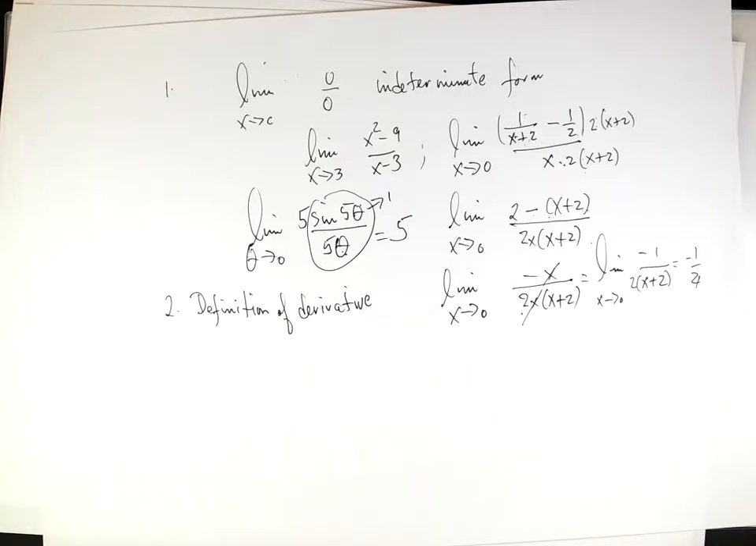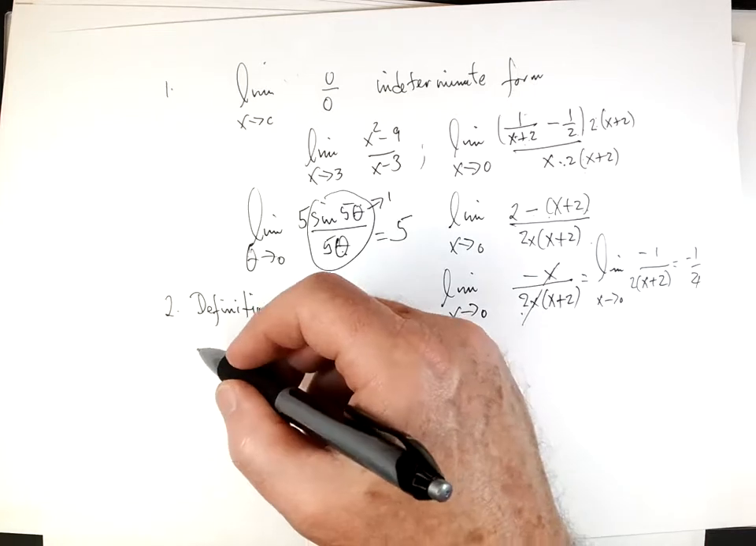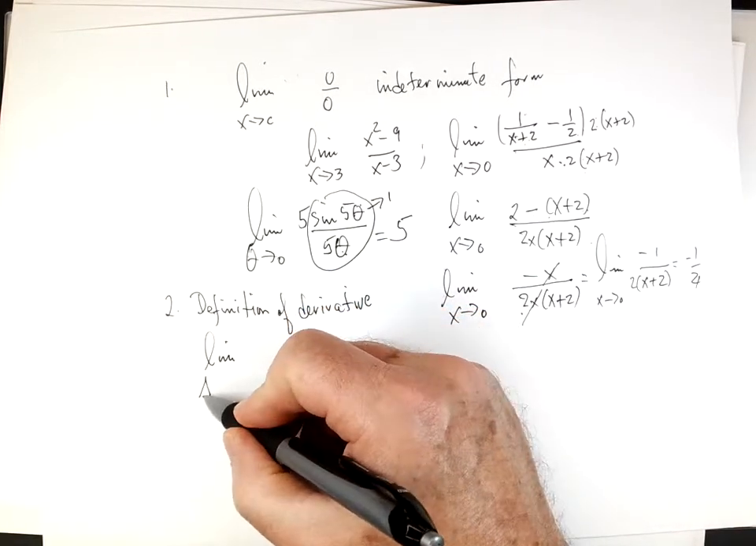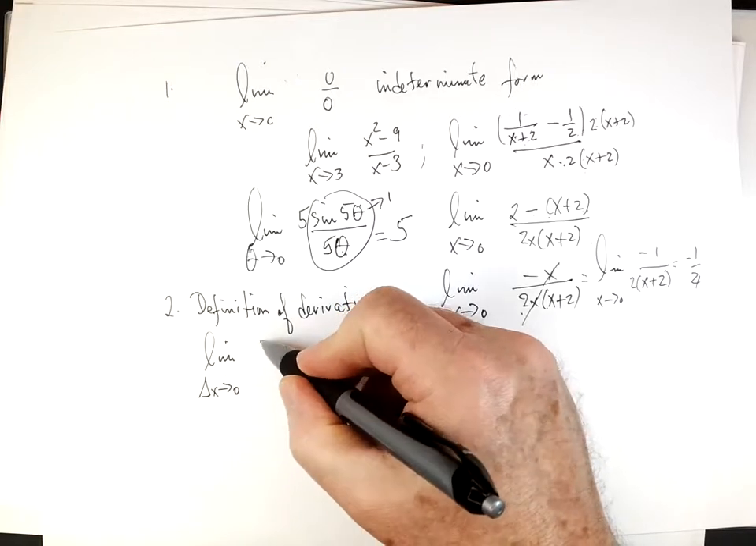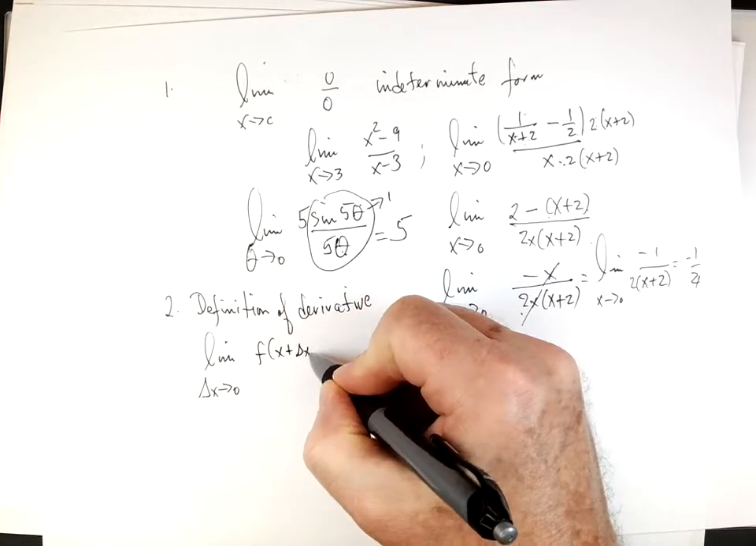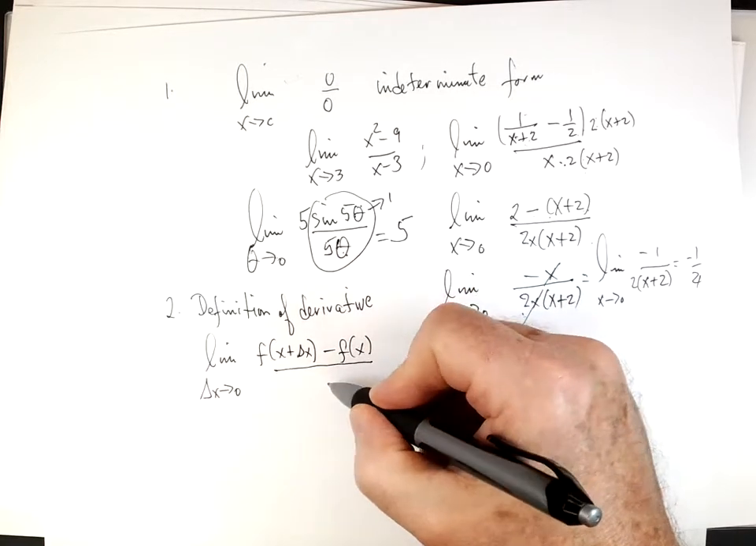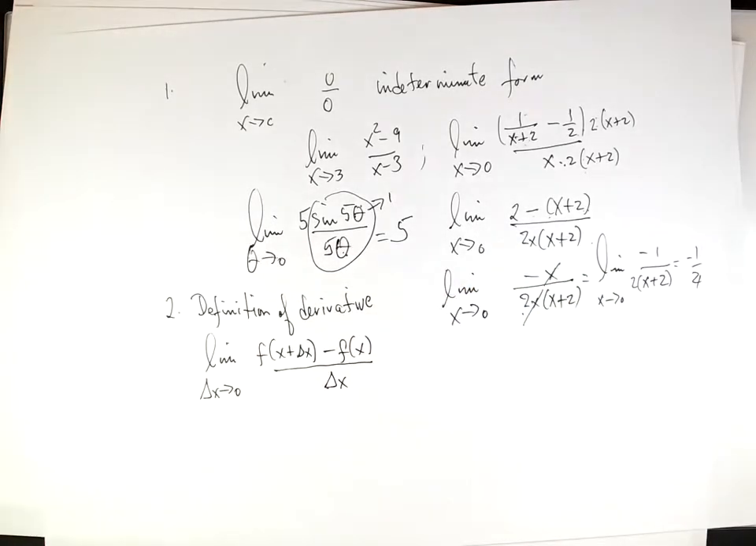So, yes, what is it? Is it f of x plus h? It's the limit as delta x goes to 0 of f of x plus delta x minus f of x. Oh, I use h's. Or, yeah, you could use h's too. All right, that's the first section, limits.